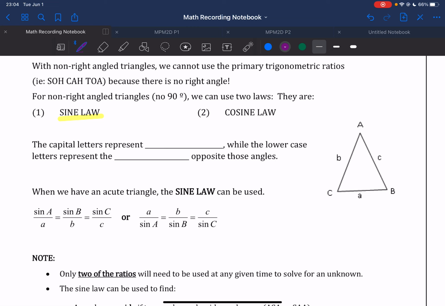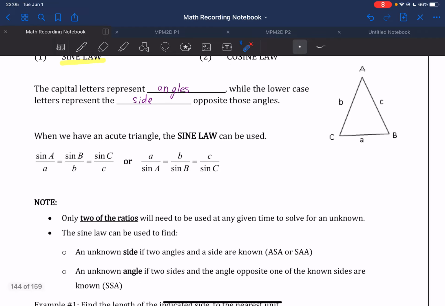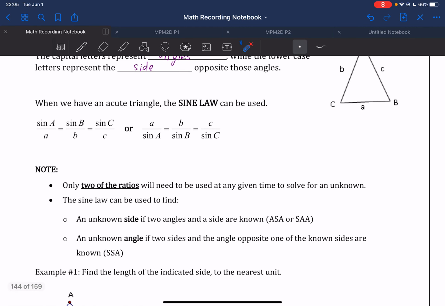When we're looking at a triangle and we have these large capital letters, and then these small letters, they refer to different things. The capital letters represent the angles, and the lowercase represents the sides. Those are the sides that are directly opposite. So looking at large A, across from it we're going to get tiny a, which is the side that's represented to it. Sine law works with acute triangles, and it can be written two ways.